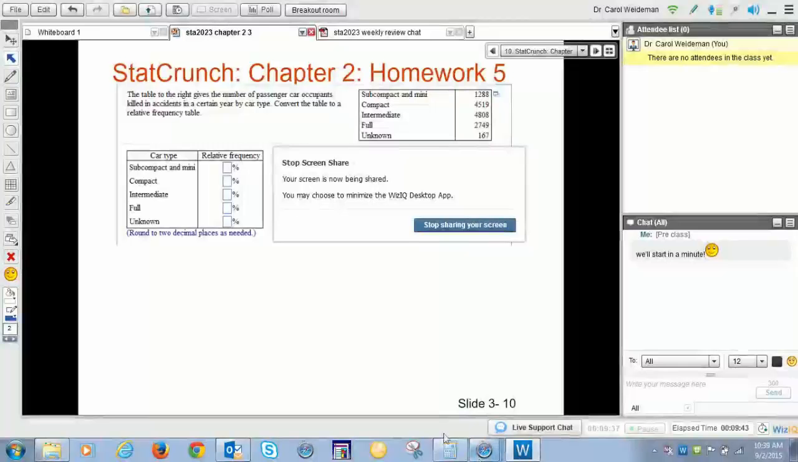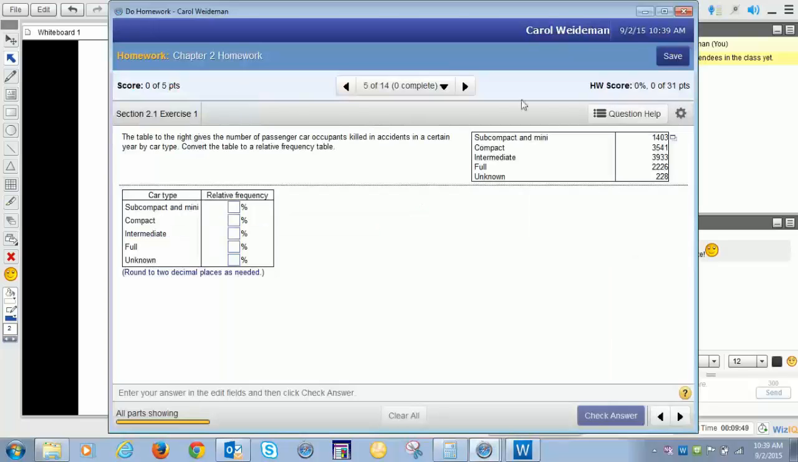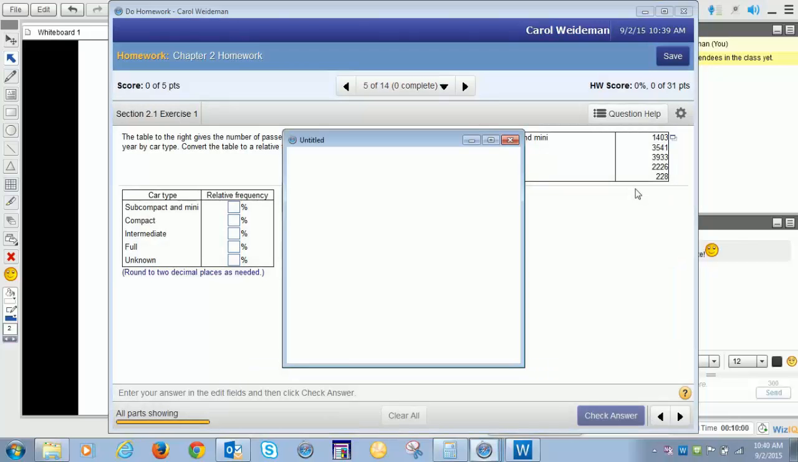I'm going to go over to this homework problem, and it's in Chapter 2, Problem 5. What I wanted to show you here is, to the right of this table, there's a little box that says click to copy it. You can copy to a clipboard, open in Excel, or open in StatCrunch. Once it's opened in StatCrunch, you can answer the question here, and it's asking you to find relative frequencies.